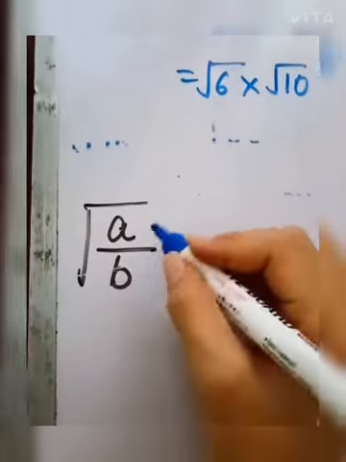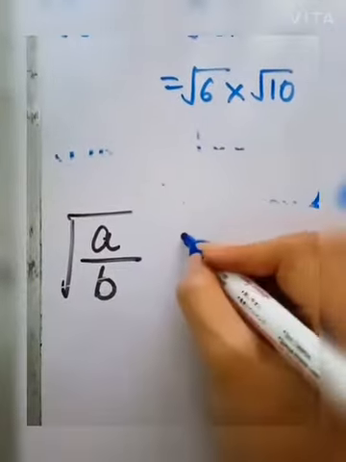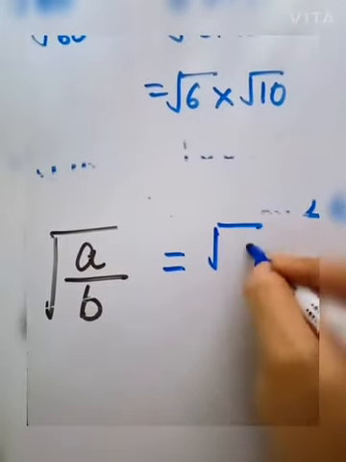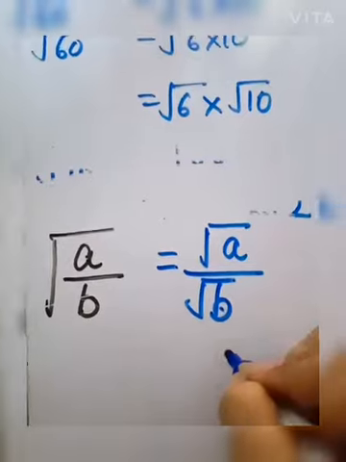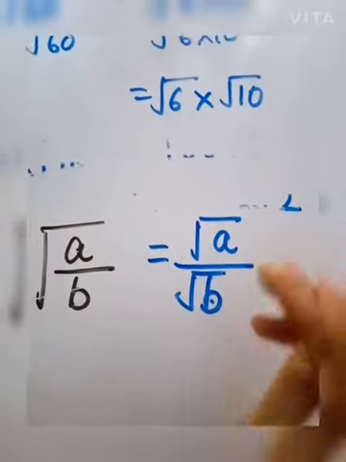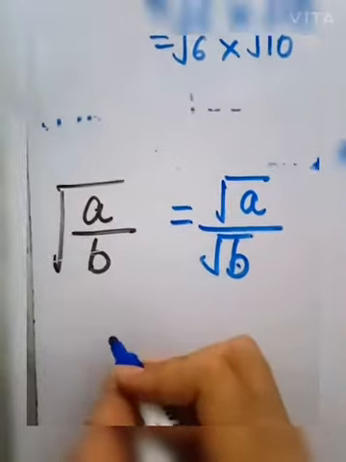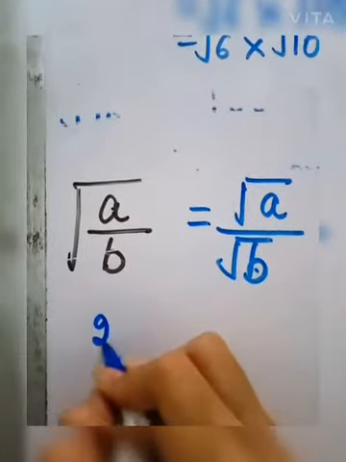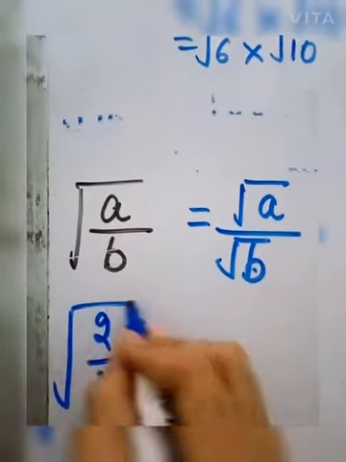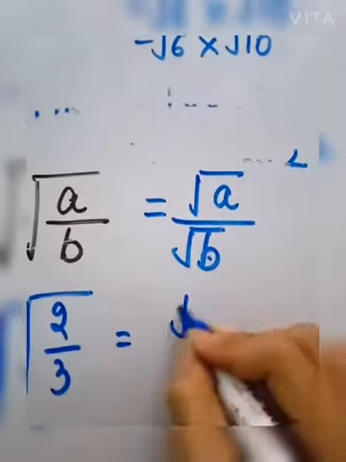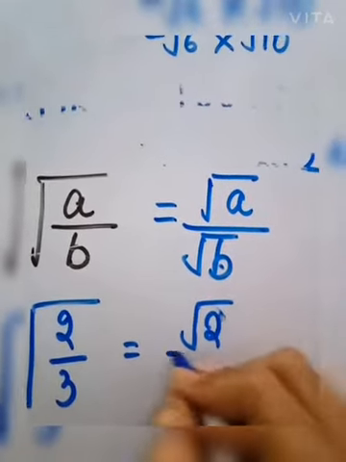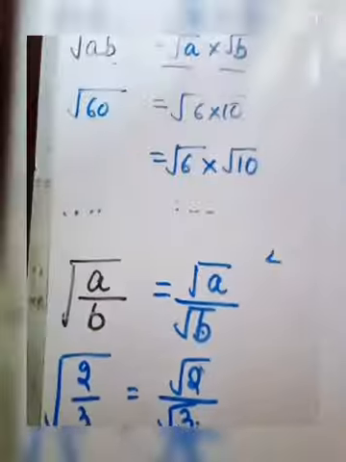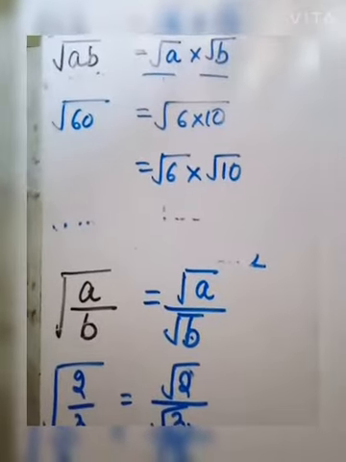Root of a fraction. Here is the square root over the fraction, so we can write it as root A upon root B. Suppose we have 2 upon 3 under root. So we can write under root 2 upon under root 3. Now let's solve some questions related to it.